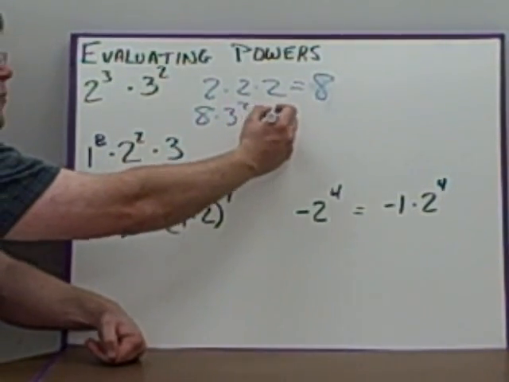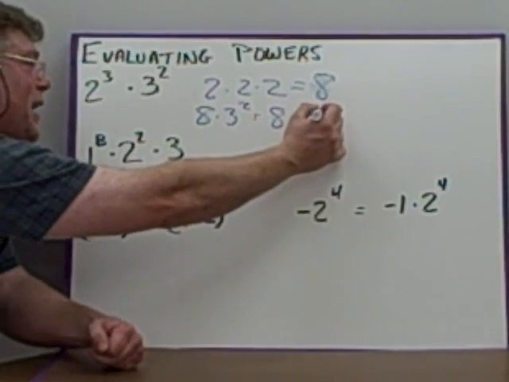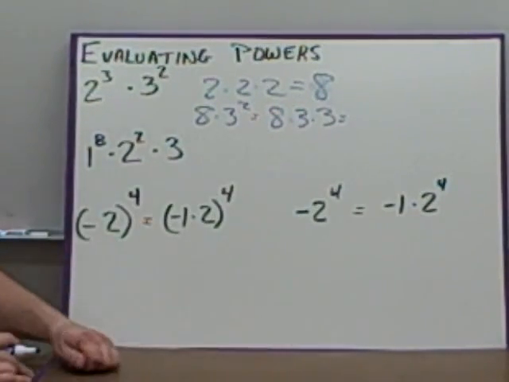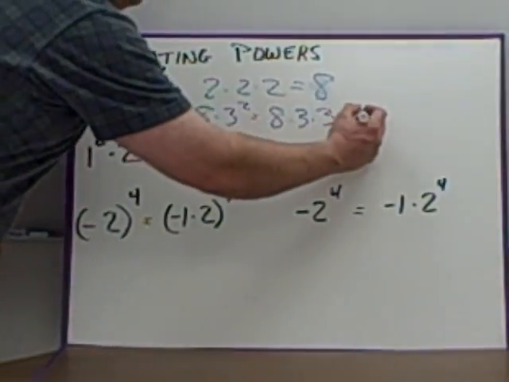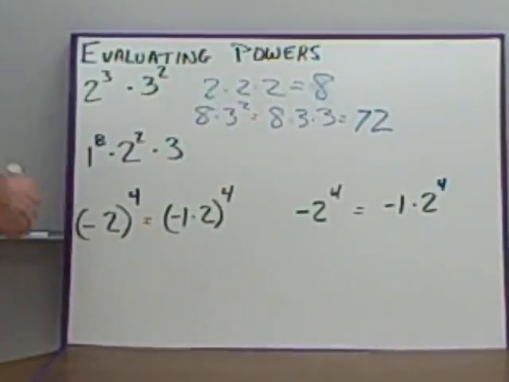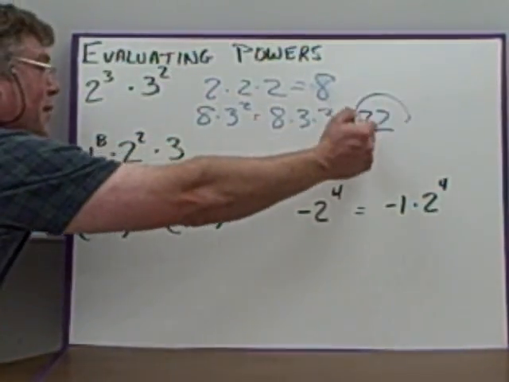And we still need to multiply that by the 3 squared, which is 8 times 3 times 3. 3 times 3 is 9. 9 times 8 gives you 72. That's your final answer, 72.